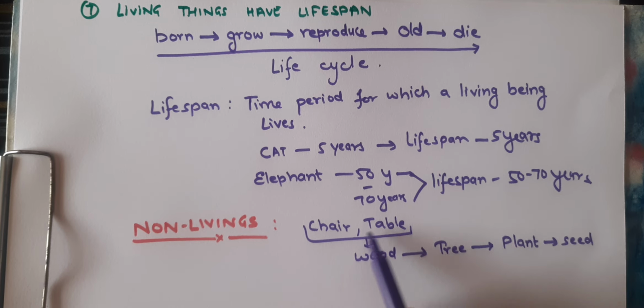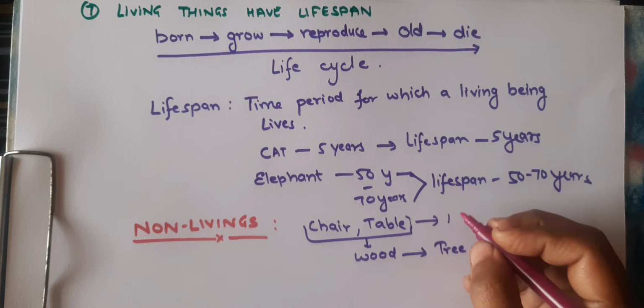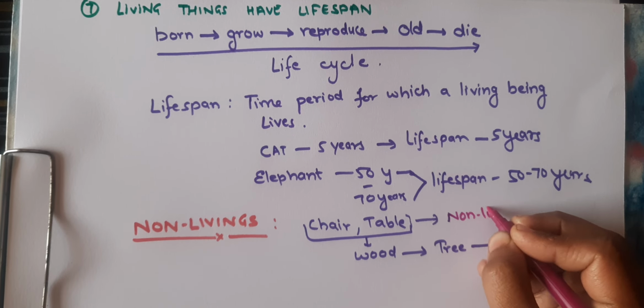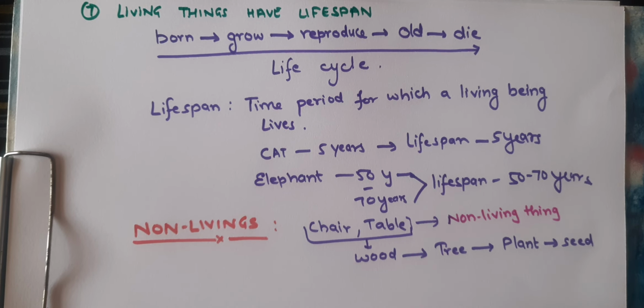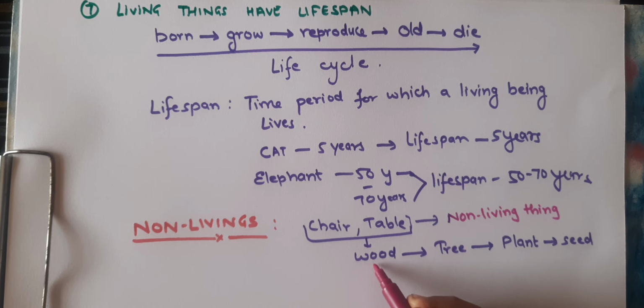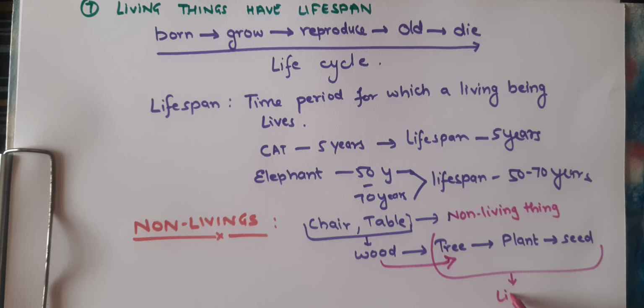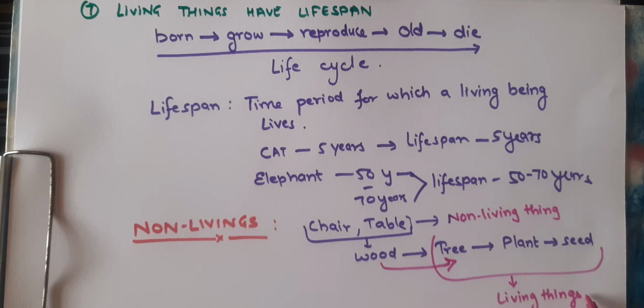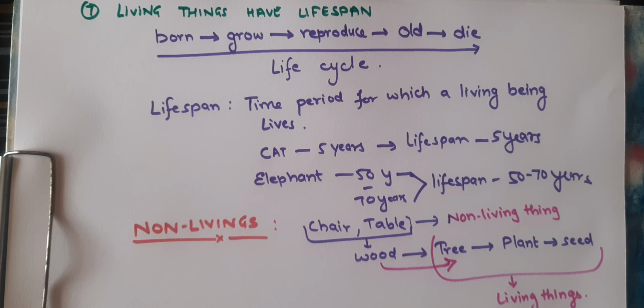So the chair and table are themselves non-living things. But when it was a tree, when it had life, then they were living things. So some things that are now non-living were once alive. This we have to remember.